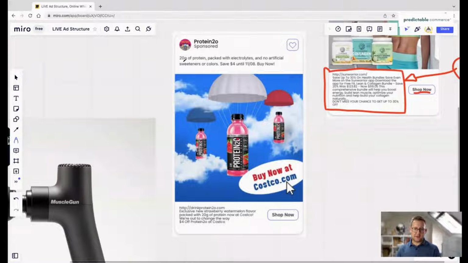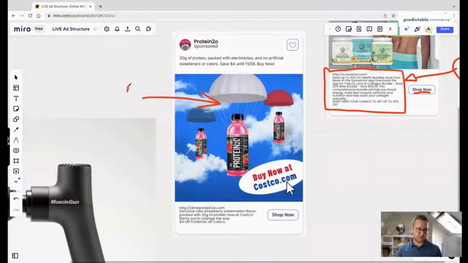So the attention here, I would actually say, is all about the creative, because the idea that we've got this drink being parachuted in is unique. They've used something here called pattern interrupt. And if you're not familiar with this, pattern interrupt is when our brains are so used to seeing things in a certain way, connected to how we normally expect to see things, right? And so you don't expect to see a protein drink being parachuted down. That's not what we'd expect to see.